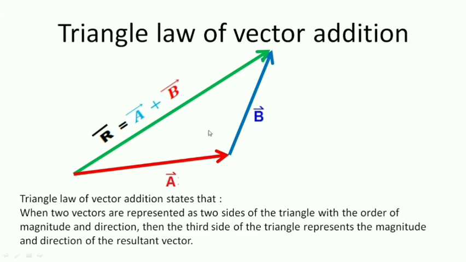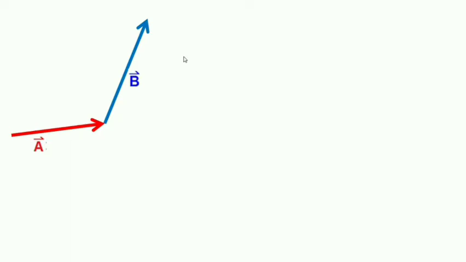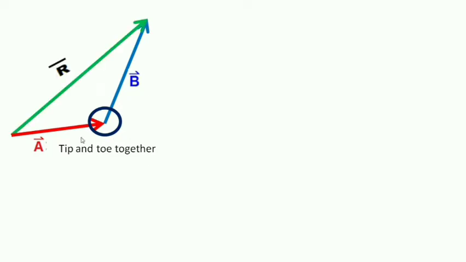To apply the triangle law, the tip of one vector and the tail of the other vector should come together. Out here you can see this is vector A and this is vector B, and the tip of one vector and the tail of another vector are coming together. If they come together, then only we can apply the triangle law. Then the third side of the triangle will represent the resultant.